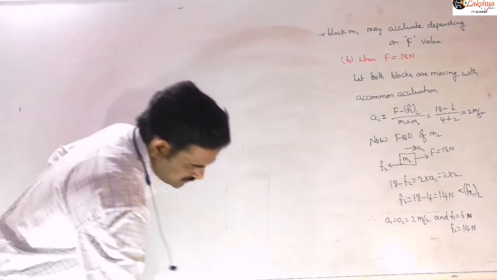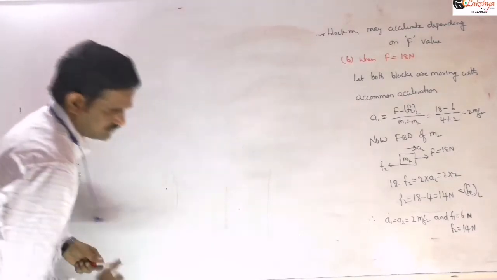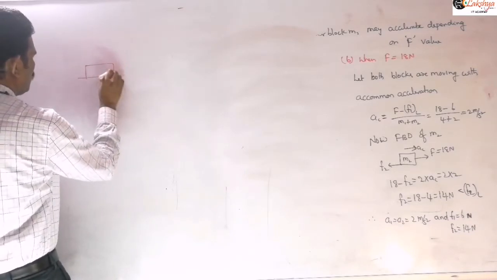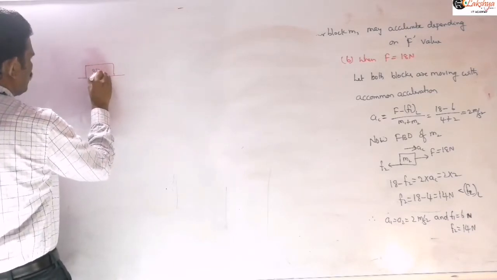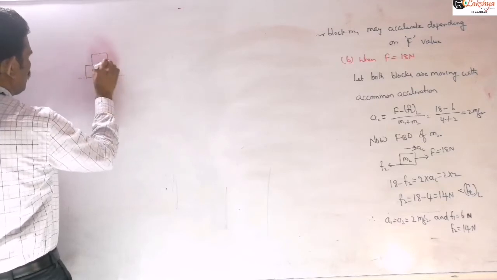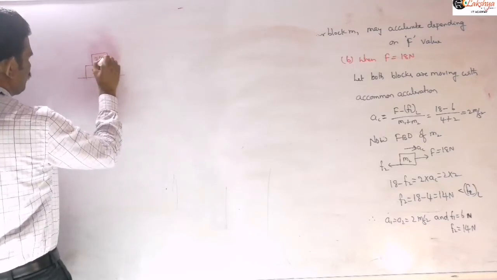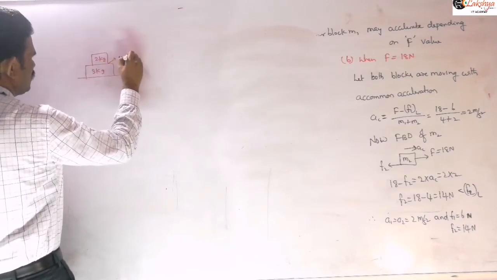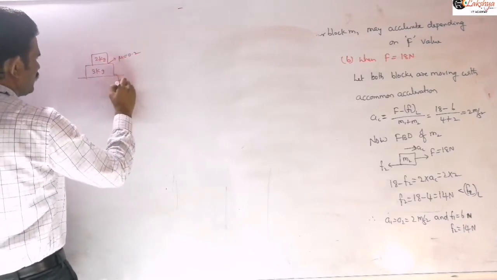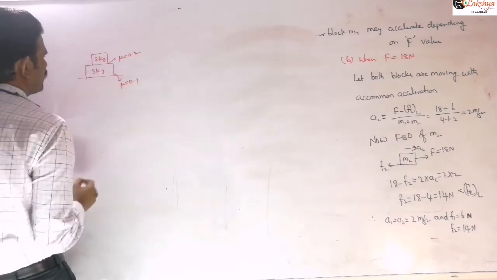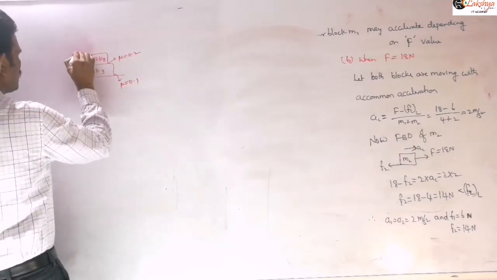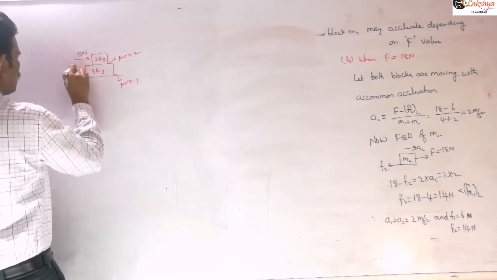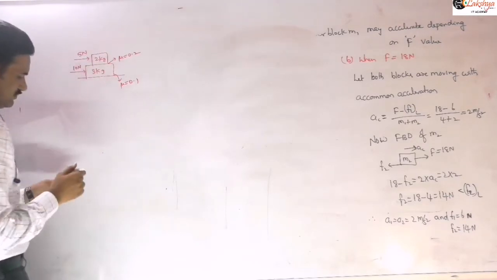So let us take this as 3 kg and 2 kg. Here the coefficient of friction is 0.2. Then here the coefficient of friction is 0.1. Then suppose a 5 newton force is acting here, and a 10 newton force is acting here.